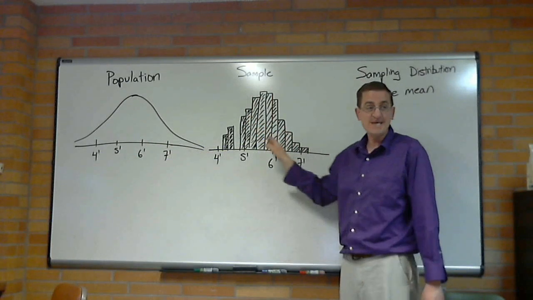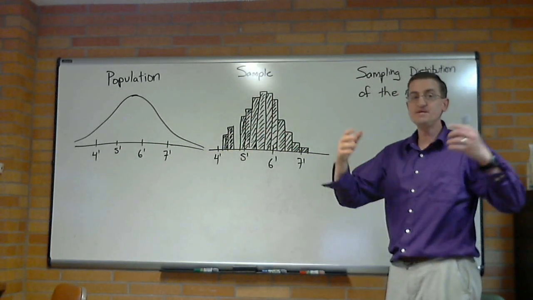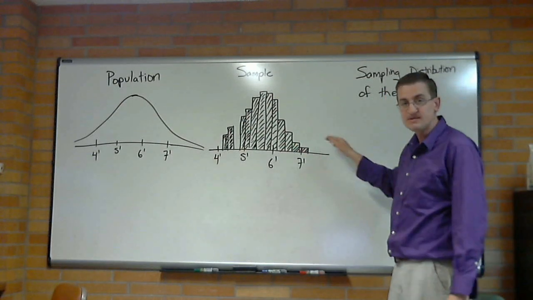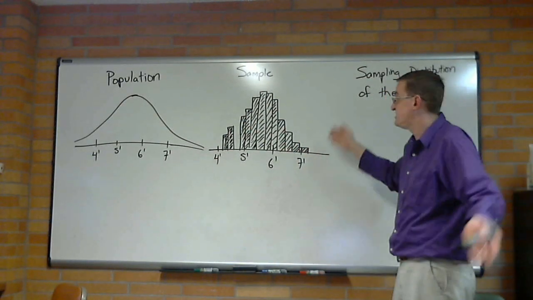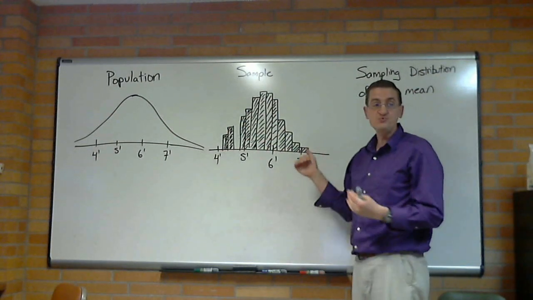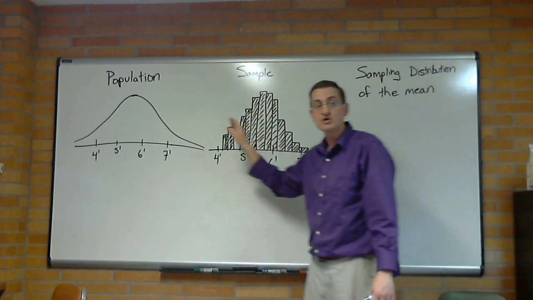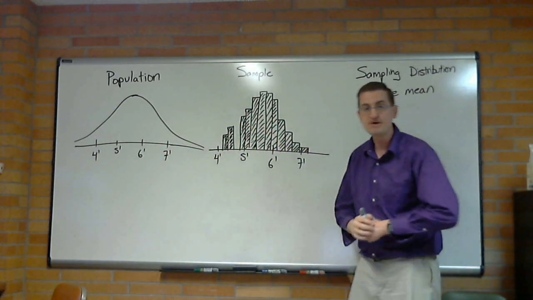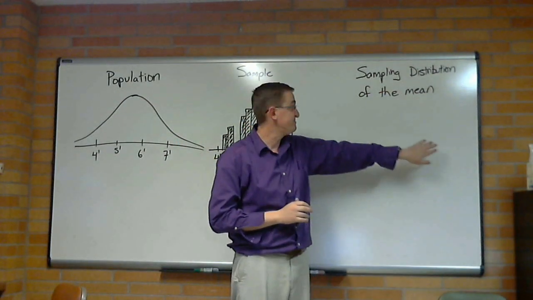Will it ever be exactly like the population curve? Well, only if you sample infinitely many people. There's always going to be some variation otherwise, and that's called sampling variation. You can't do anything about that. But it's important to know that as you take more and more samples, this picture becomes closer and closer to the original population. Okay? This is a totally different beast.